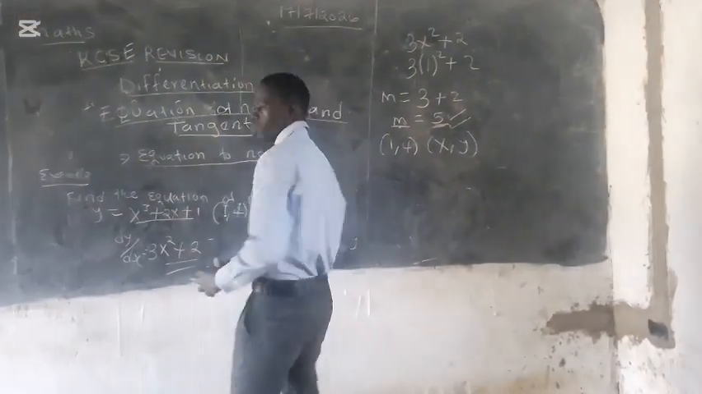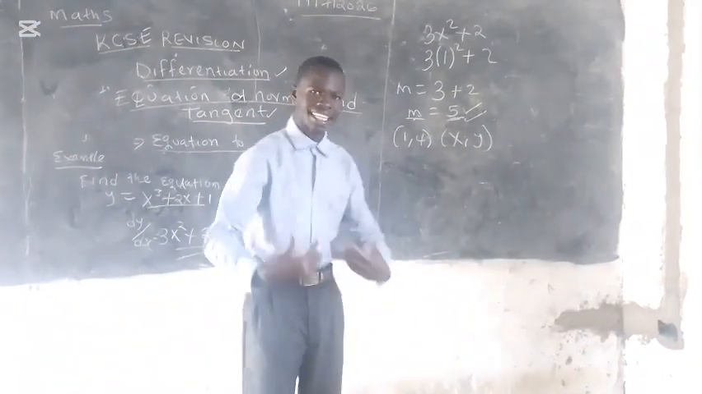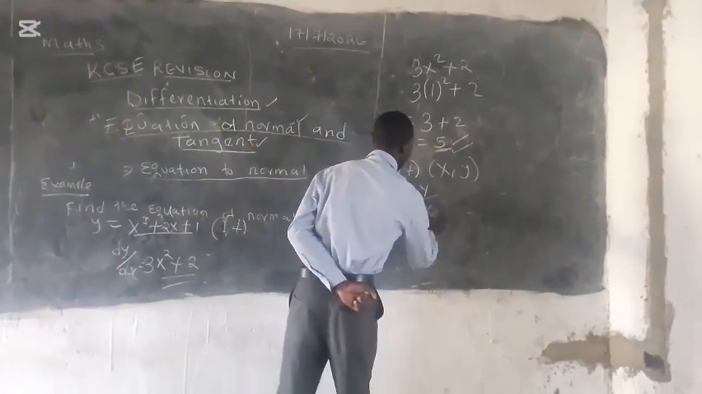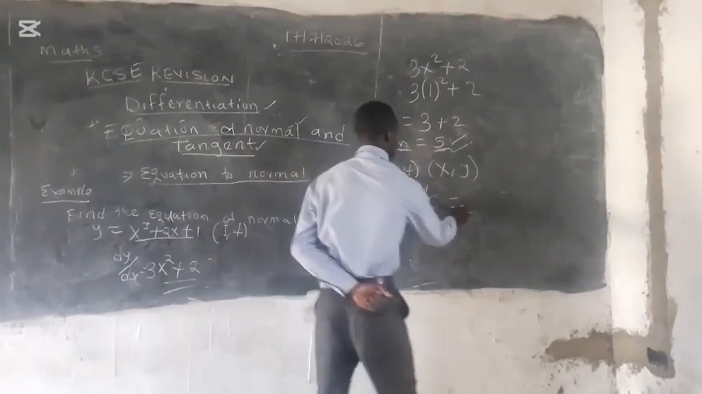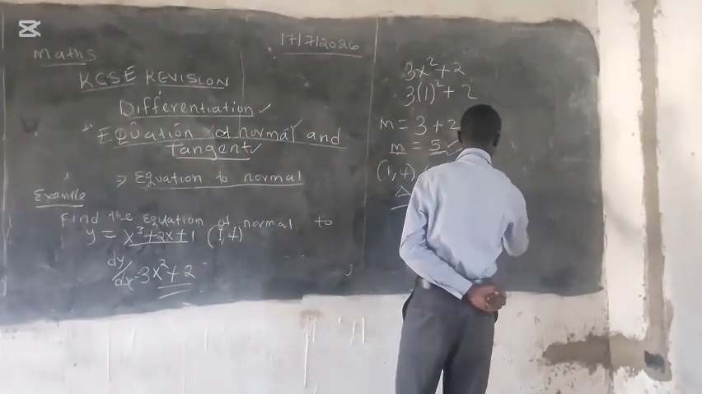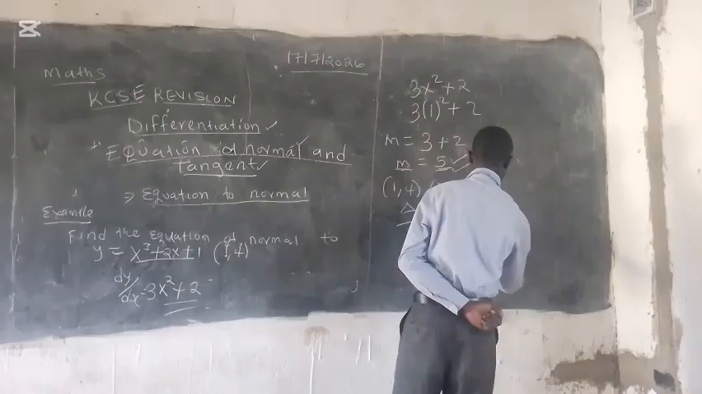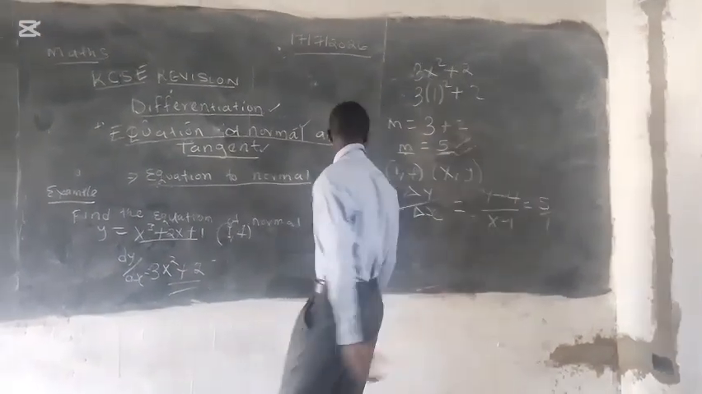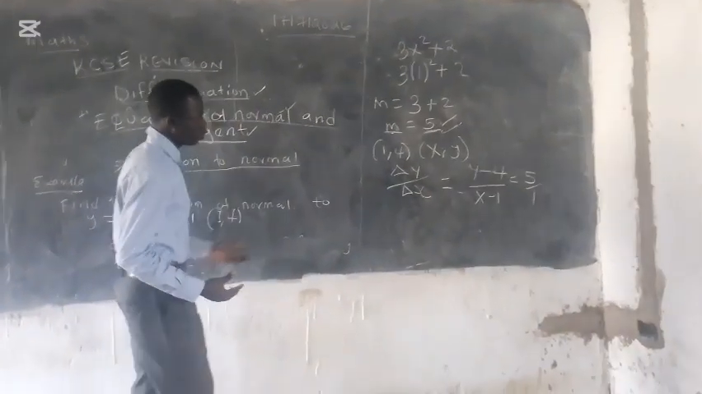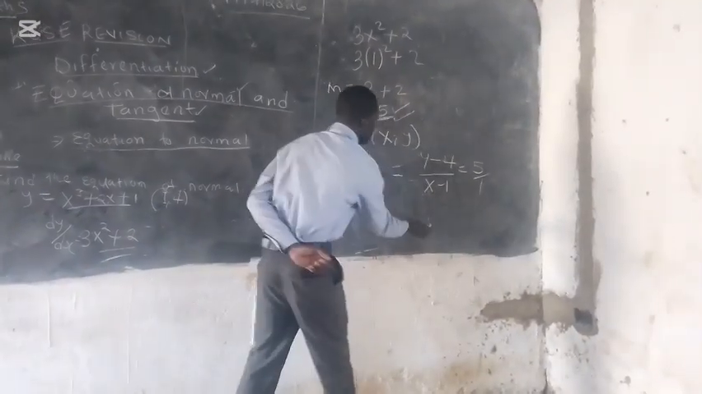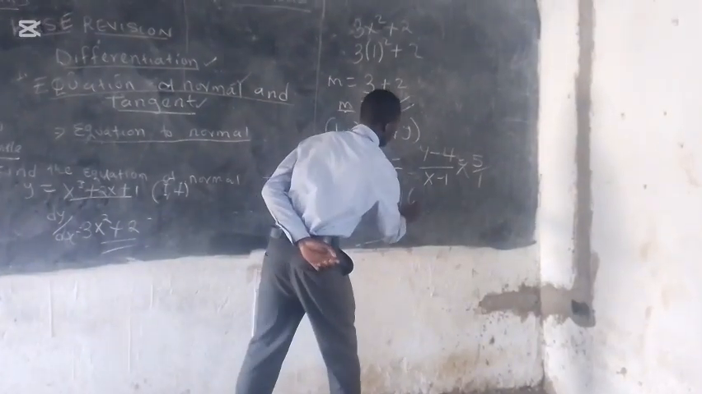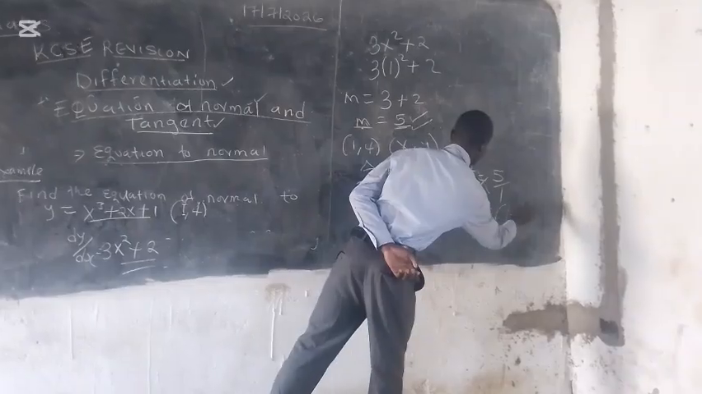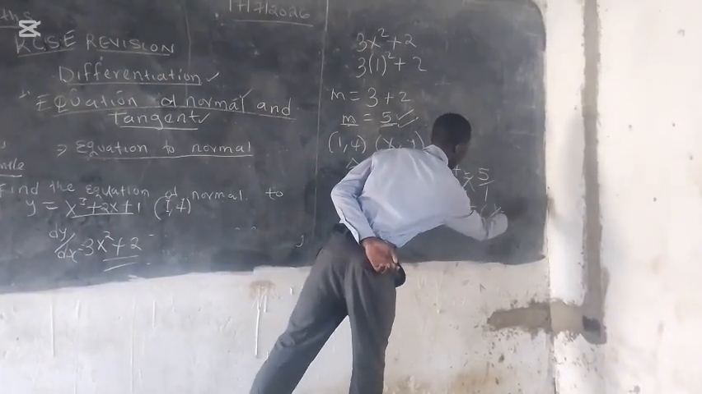For us to get the equation, we ask ourselves, how can we get the gradient? We say that the gradient is change in y over change in x. And we therefore say that change in y, y minus 4, over change in x, x minus 1, is given by 5 over 1. Now students, up to that point, we cross multiply, and therefore it gives us 1 into y minus 4 equal to 5 into x minus 1.